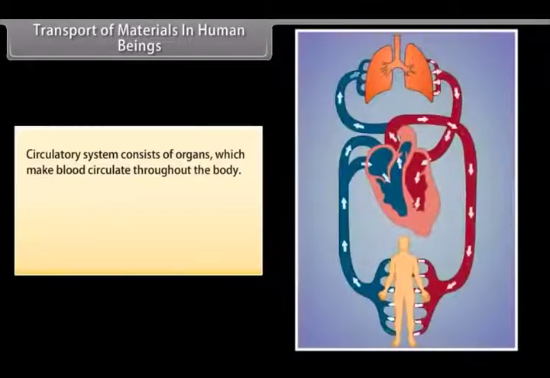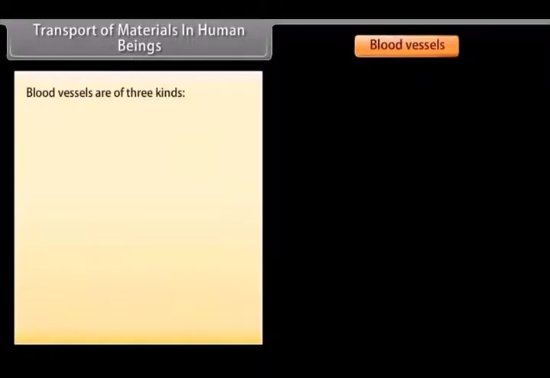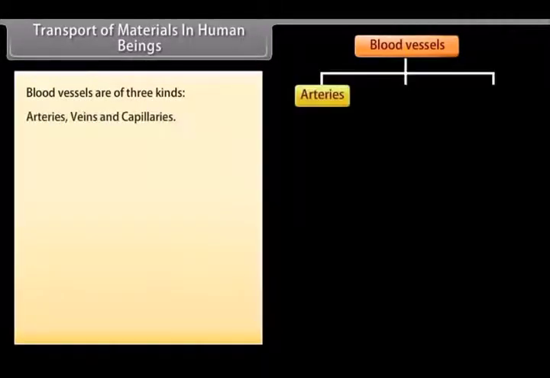Circulatory system consists of organs which make blood circulate throughout the body. Human circulatory system consists of centrally located muscular pump called heart and blood vessels which are tube-like structures connected to the heart. Blood vessels are of three kinds: arteries, veins and capillaries.